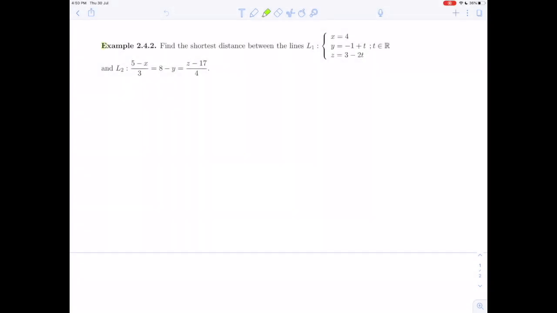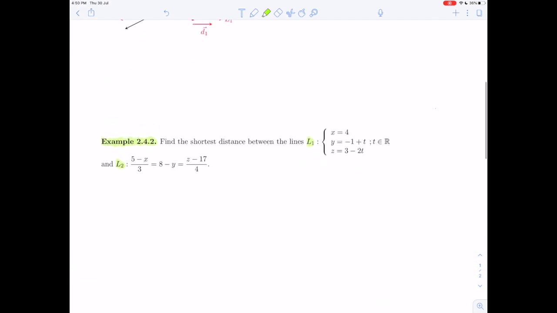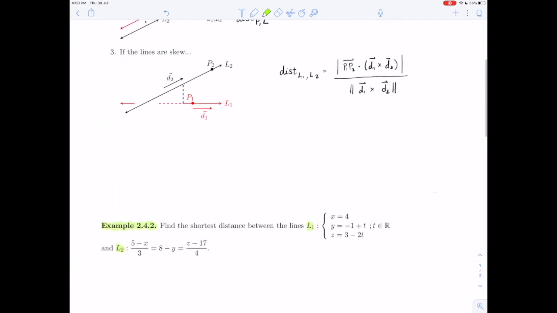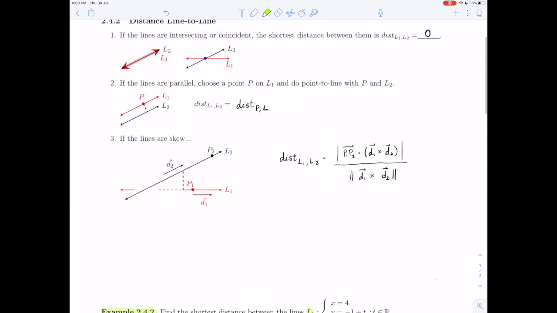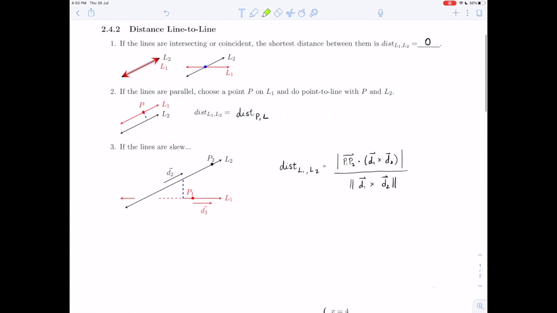In this video, we're going to do example 2.4.2, which is going to be about finding the shortest distance between lines L1 and L2. Now, we have to remember from a previous video that there are different formulas and different situations which might occur here. If our lines are intersecting or coincident, then the distance between them is 0. If the lines are parallel, then we're going to use a point to line formula. And if the lines are skew, well, then we'll use the formula that we derived in our previous video.